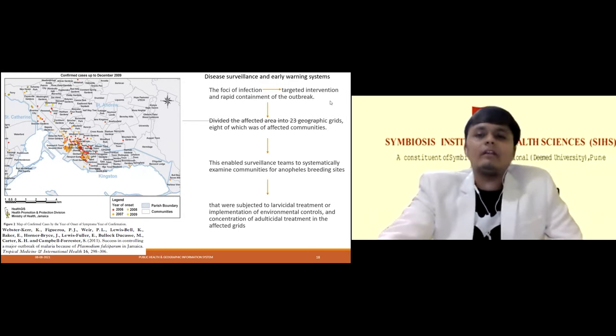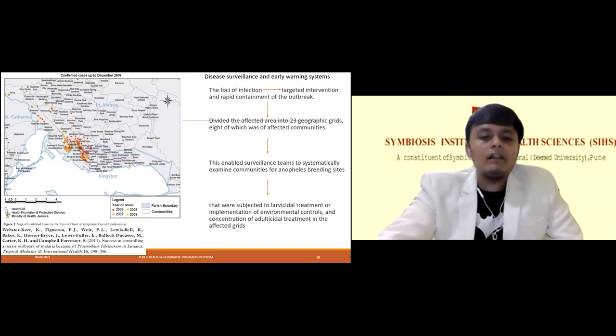So what they have done? So first of all, they have mapped all the year of onset outbreaks and cases on the map. And due to this, the foci of infection was identified, which led to targeted intervention, and there was rapid containment of the outbreak.